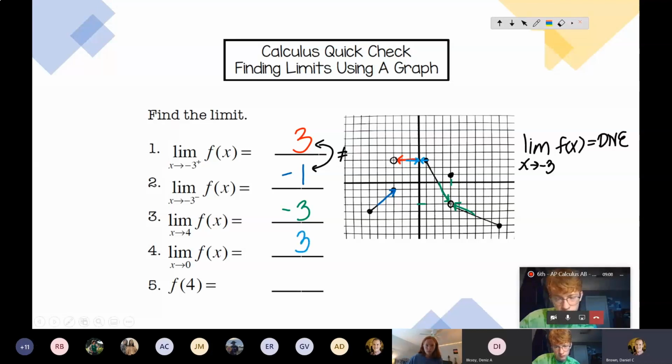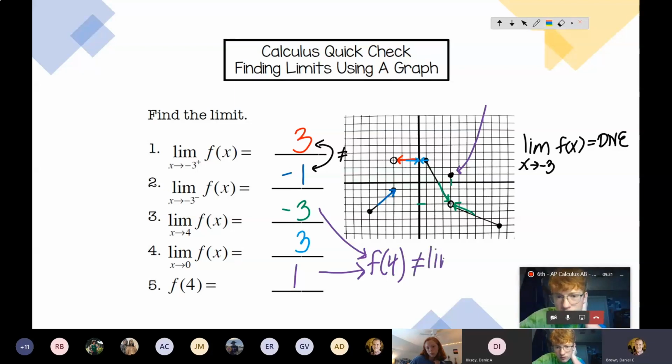And then f of 4 is a value. So f of 4 is where the point is actually located. The point is actually located up here at 4. So we know that f of 4 is equal to 1. I can actually combine a statement about the limit and the value at 4. And this is an example where the value is not equal to the limit at that same x value.